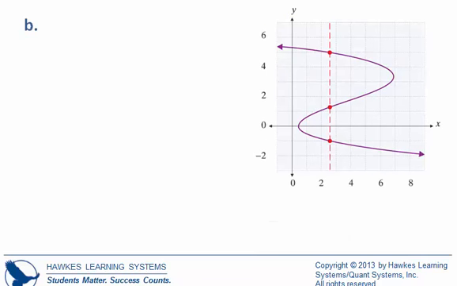What about this one? If I were to draw my vertical line, and you can see that it's sketched out for you here, note that you cross the graph in more than one place. And so this is not a function because it fails the vertical line test.